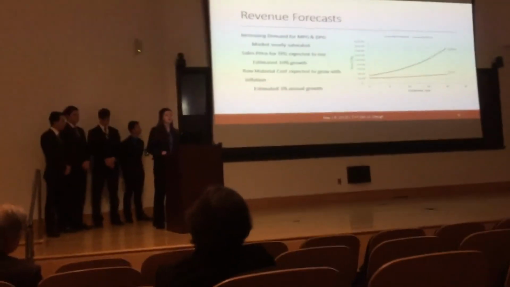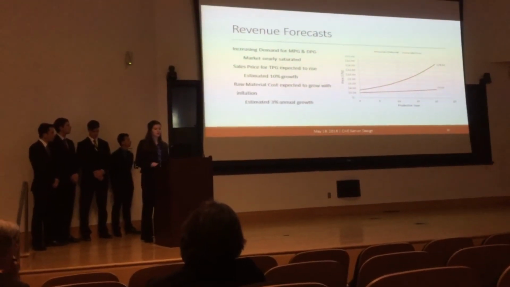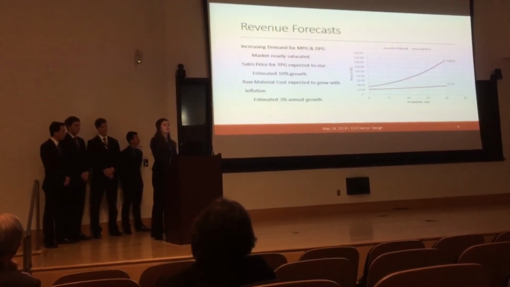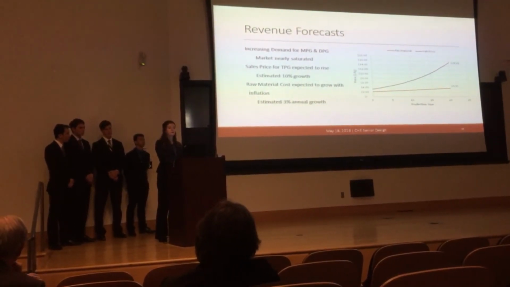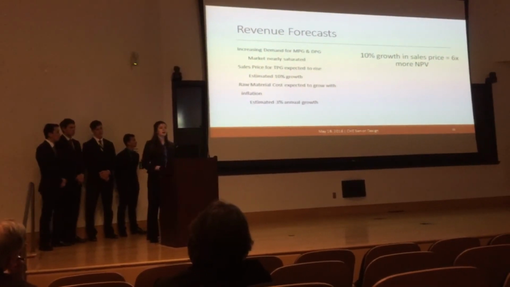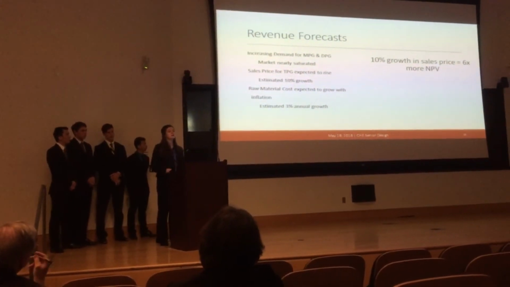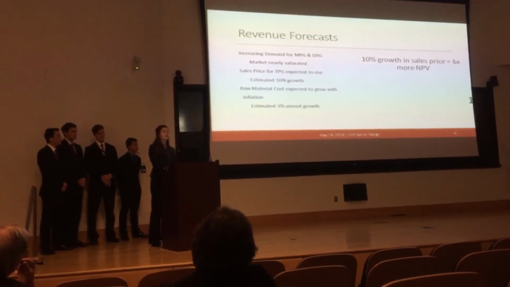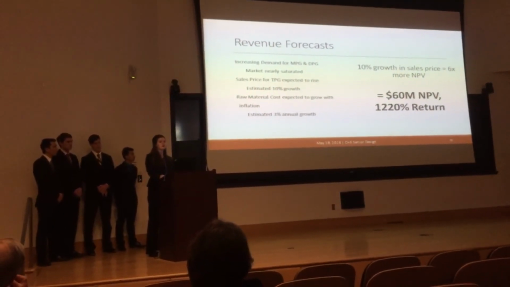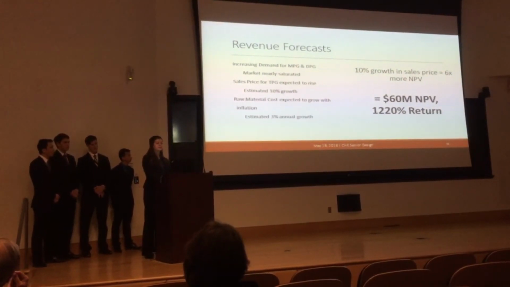Conservatively, we might see 10% growth in tripropylene glycol costs. However, our raw material cost is expected to only grow with inflation, or about 3% per year. A 10% increase in the growth of our sales price translates to 6 times more growth in our net present value, or an overall net present value of $60 million, which is a 1,200% return on investment.